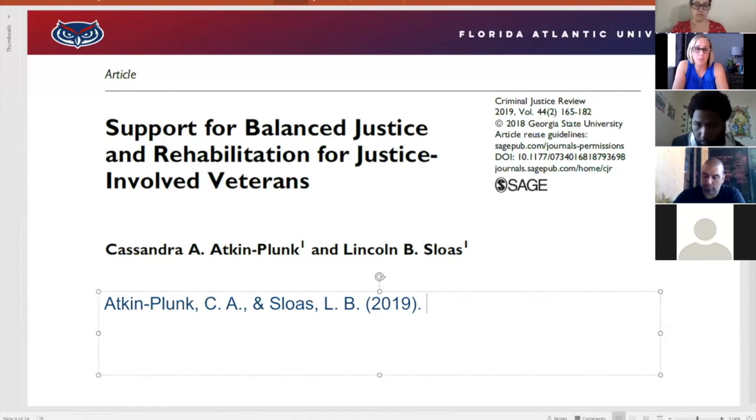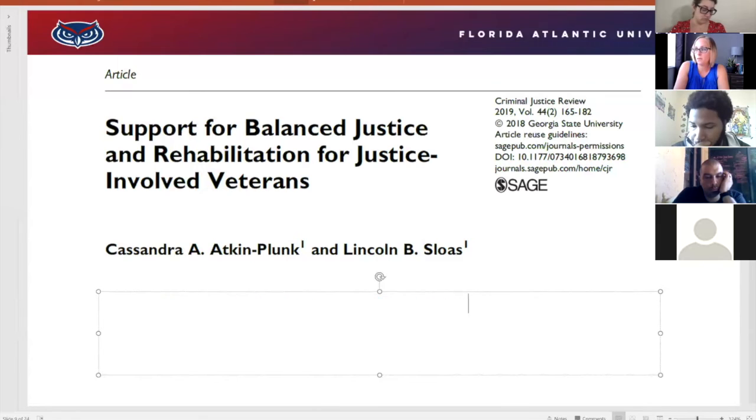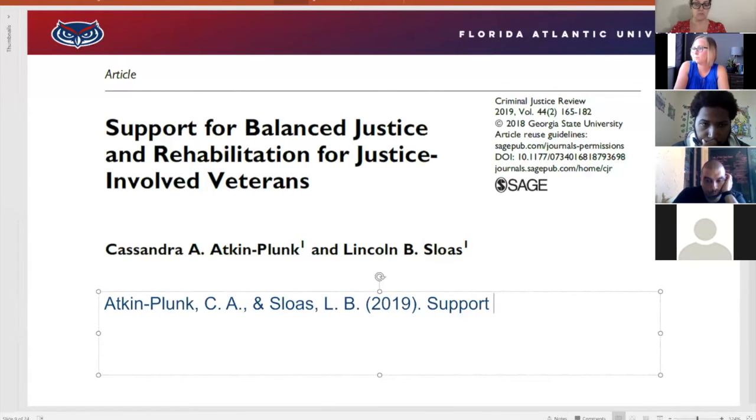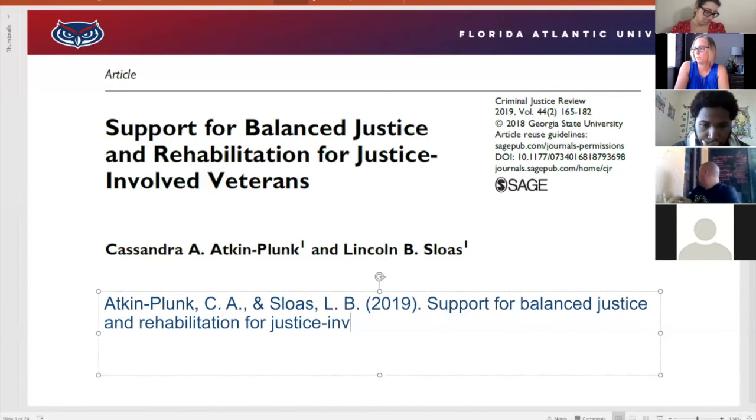Then what we do is we put the title, the name of the article. All right, and for the name of the article, even though in the article you see how balanced is capitalized, justice, rehabilitation, justice, all of these words are capitalized, that's not proper APA citation, okay? Journals are gonna have their own formats for how they like things to look, but it doesn't mean that it's APA formatted. All right, so even though every word almost is capitalized in this title, you don't capitalize every word in the title when you're citing it in your reference page. So only the first word is capitalized, okay?